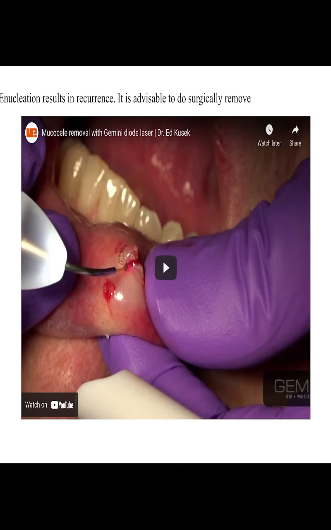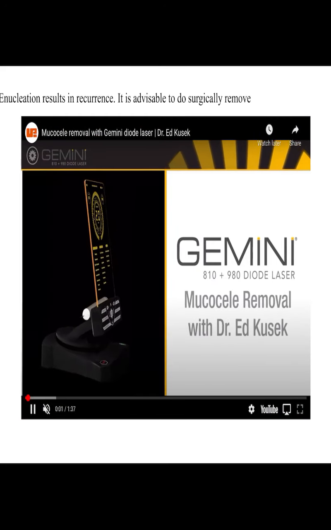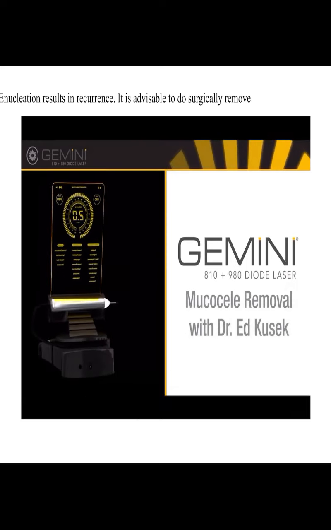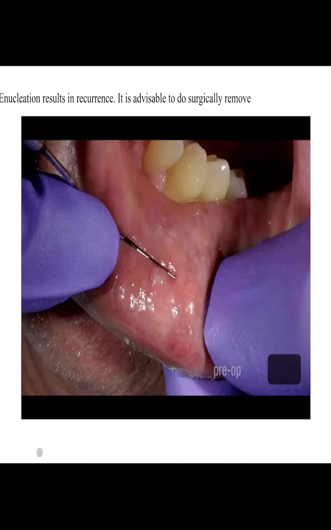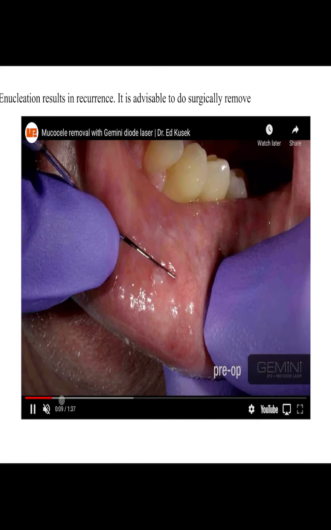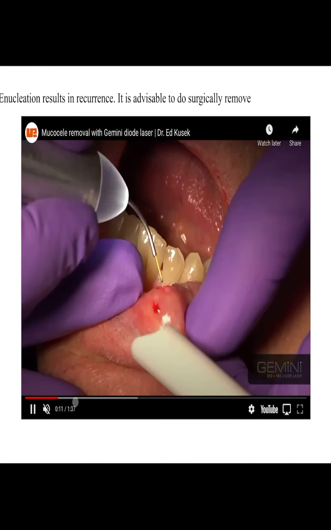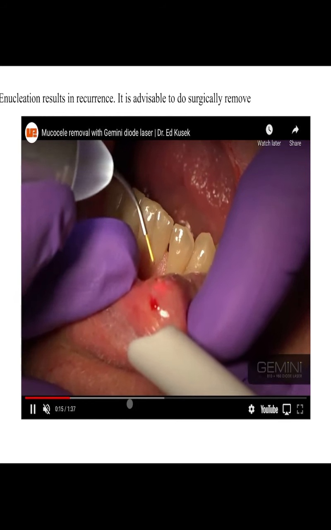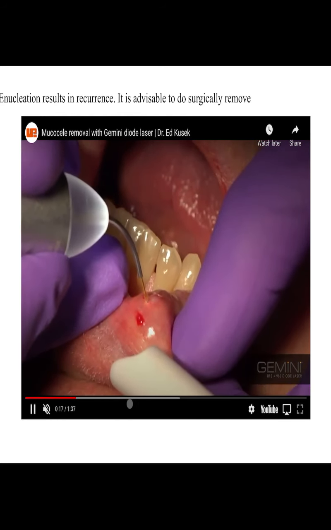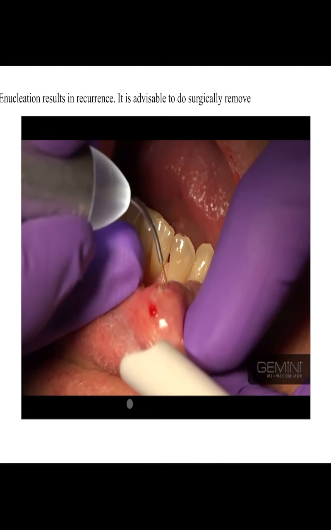Treatment: enucleation will result in recurrence of the mucocele. Therefore, it's advisable to do a surgical removal. In this case, we'll be exploring the diode laser removal. In this case, we will not get a biopsy sample because the laser will ablate the tissue.